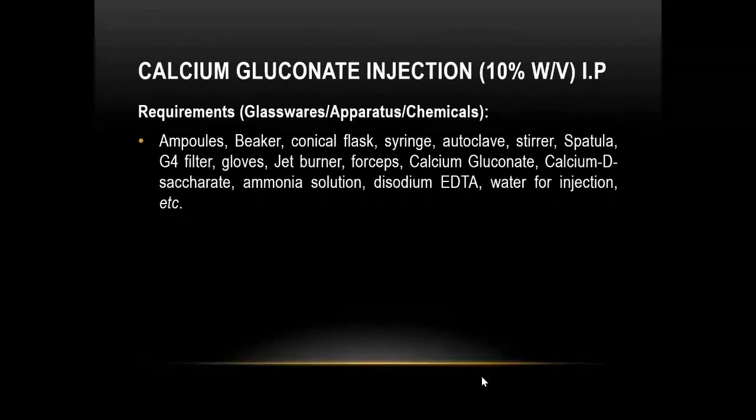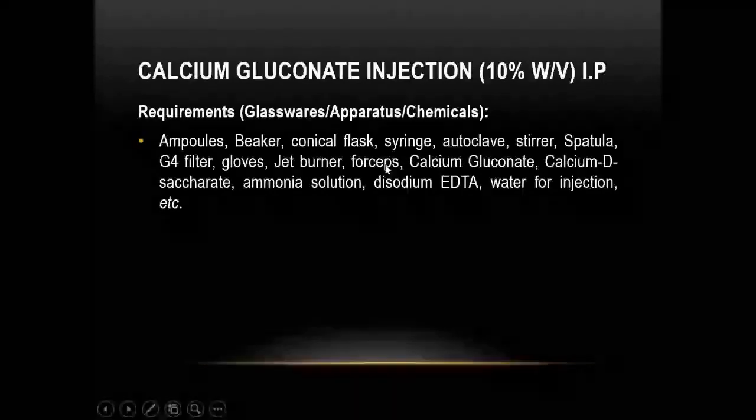We have to prepare and evaluate the calcium gluconate injection 10% weight by volume. So let us first see the requirements. Ampoules, beakers, conical flasks, syringe, autoclave, stirrer, spatula, G4 filter, gloves, etc. So these are the requirements to prepare the calcium gluconate injections.